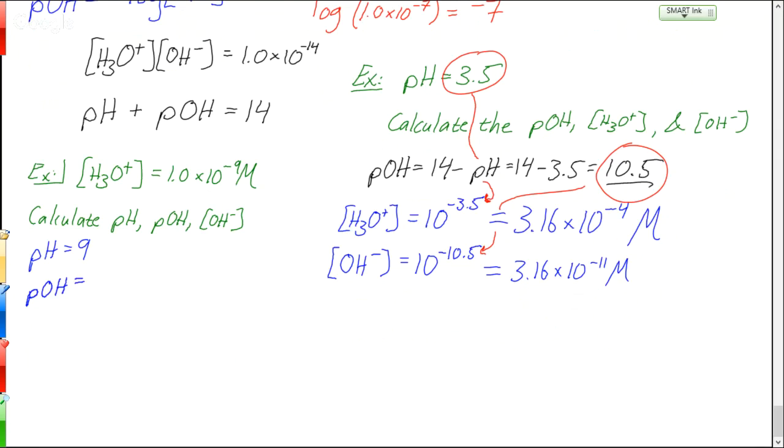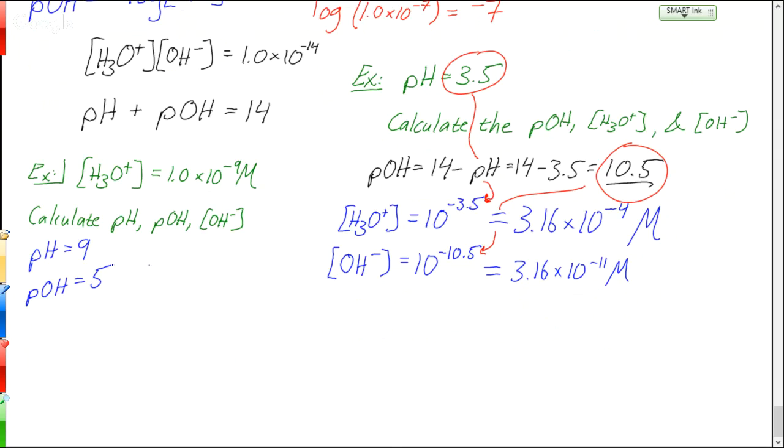which means what does the pOH have to be? 5? Anybody get anything else besides 5? Got 5? Right, because it's got to add up to 14. So 9 plus 5 is 14. So the pOH has to be 5.